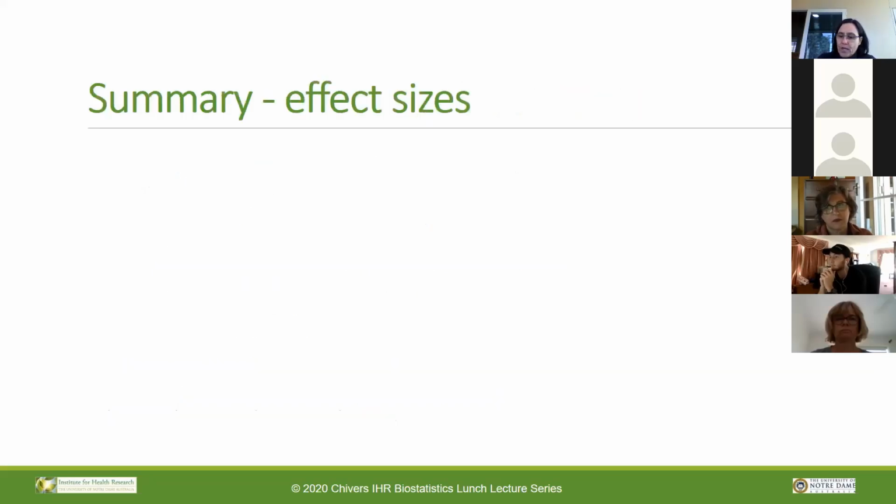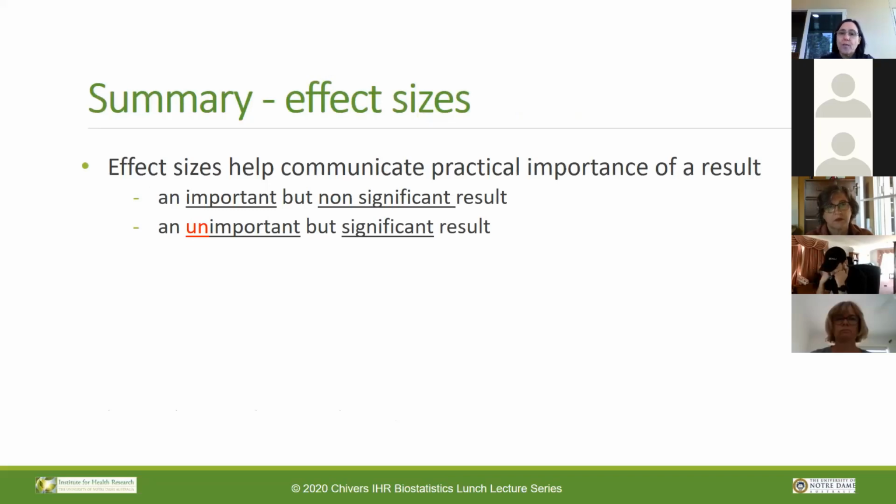So, in summary, effect sizes help you communicate the practical importance of the result. The two main areas are a result that is important but didn't reach statistical significance, or something that is unimportant but did reach statistical significance. So being able to validate why something that is statistically significant might not actually be that clinically important.